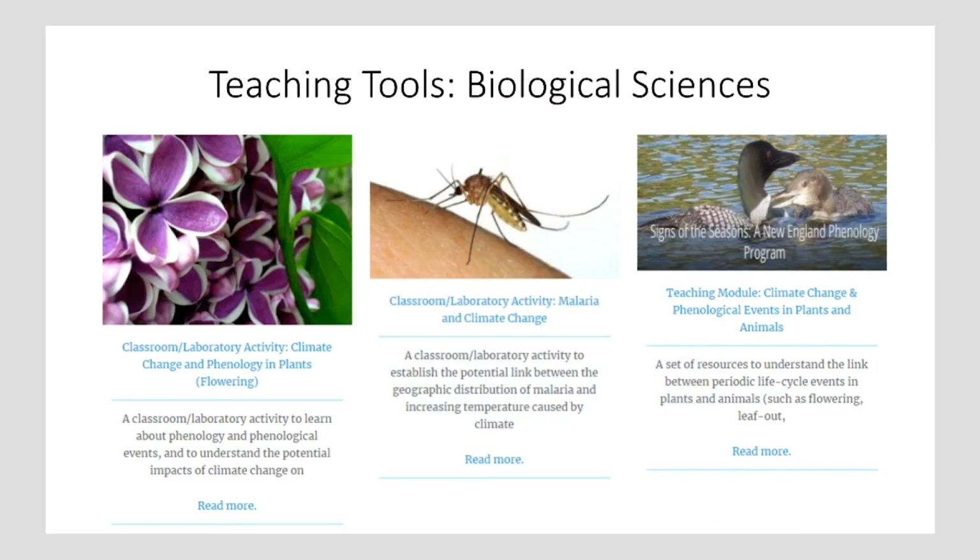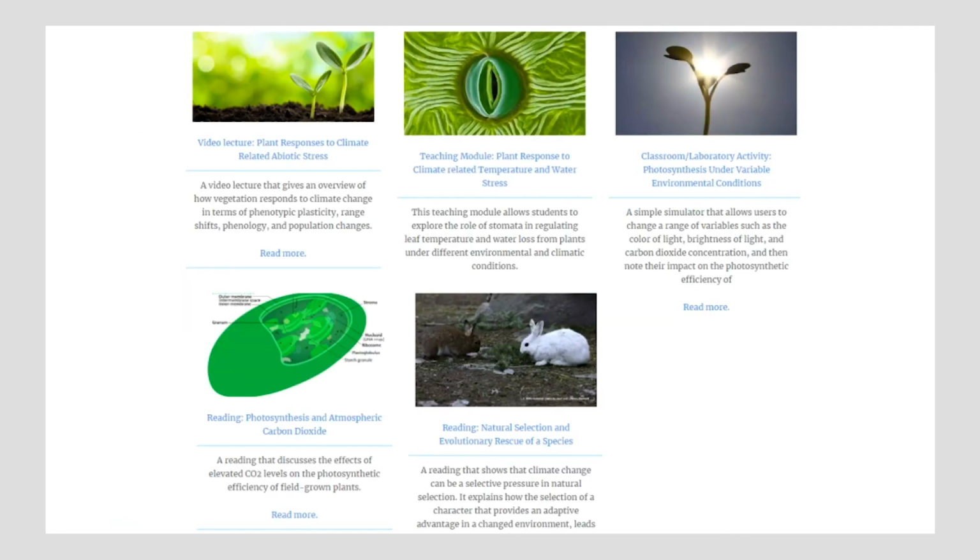In this next section, we'd like to show you how you can use some teaching tools to teach topics in biological sciences using a climate-related example. Some examples of these include a classroom or lab activity titled Climate Change and Phenology in Plants, in order to learn about phenology, phenological events, and to understand the potential impacts of climate change on phenology. A classroom or lab activity to establish the potential link between the geographic distribution of malaria and increasing temperature, which is caused due to global warming.